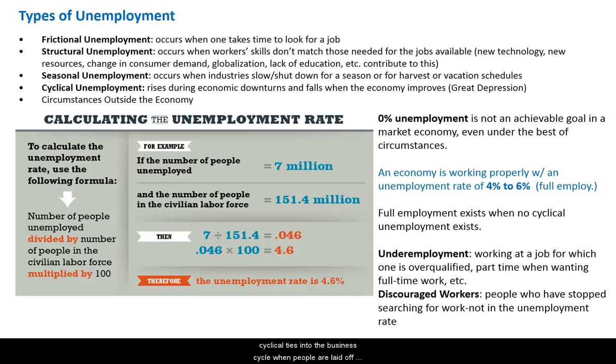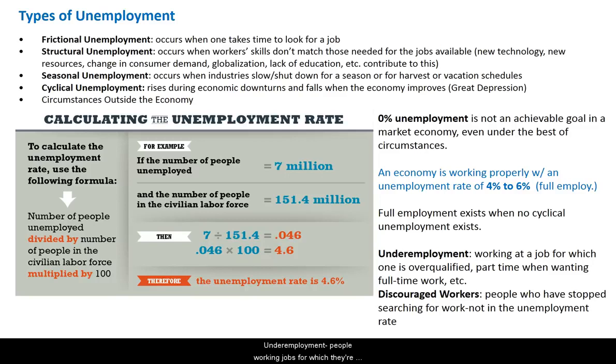And cyclical ties to the business cycle. When people are laid off because of an economic downturn in the economy, that would be cyclical unemployment. So 0% is not really achievable. If it's between 4 and 6% unemployment rate, we say that is fully employed because you don't have any cyclical unemployment. Like I said, you'll always have structural.